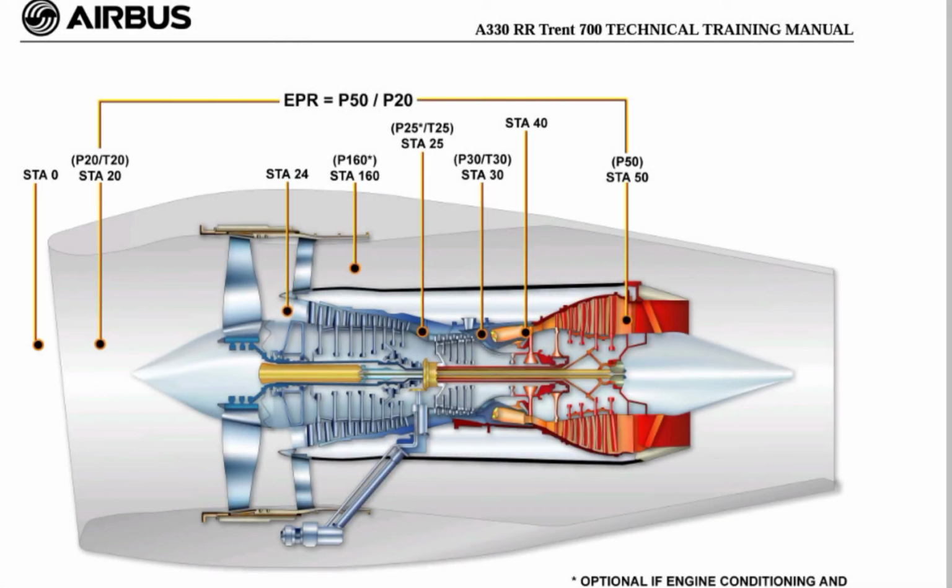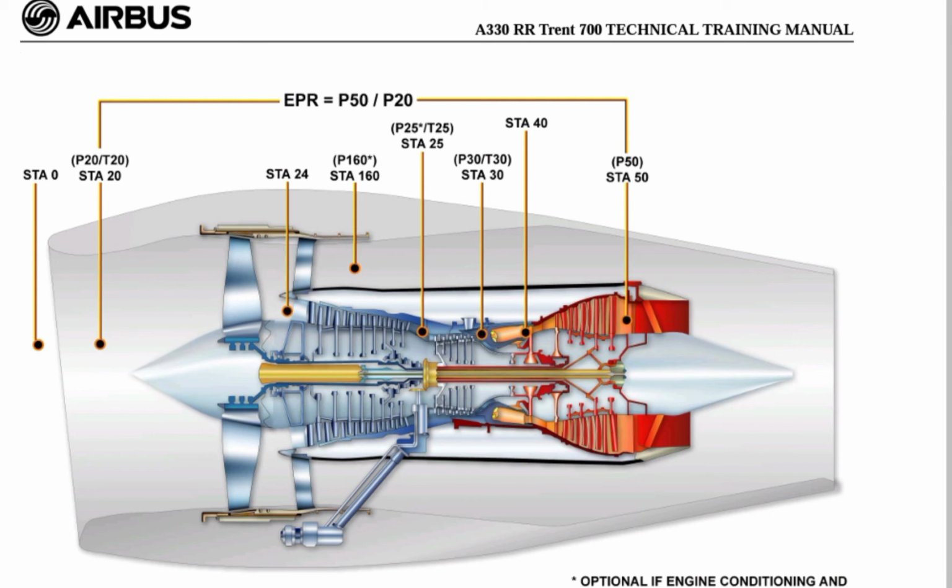Engine parameters are measured at various stations throughout the engine. The stations can be described as follows. 1. Station 0. In front of intake lip, atmospheric. 2. Station 20. Inlet to LP compressor, fan, P20 T20. 3. Station 24. Inlet to IP compressor.